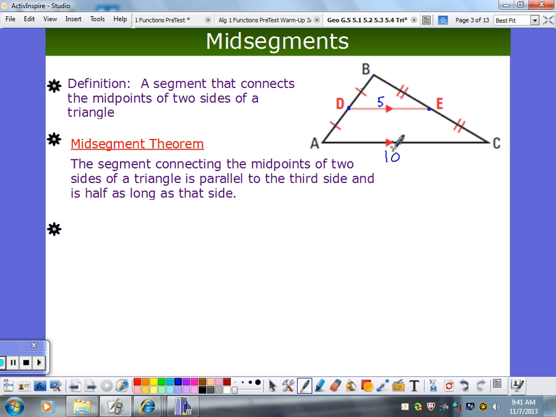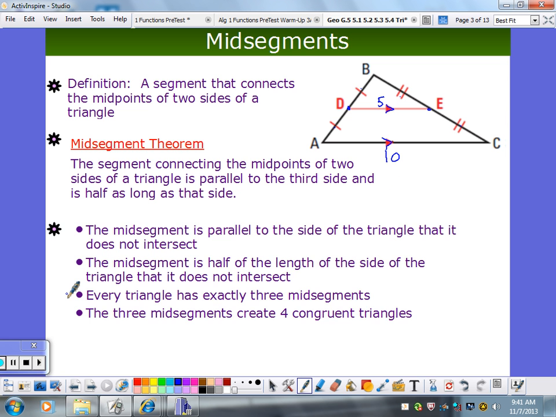So this one's twice as long. Or if you know this length, this one's half the length. And they're also parallel. Those are parallel markers right there. That's my theorem with midsegments. So the midsegment is parallel to the side of the triangle that it does not intersect, meaning the one it looks parallel to. The midsegment is half the length of the other side.